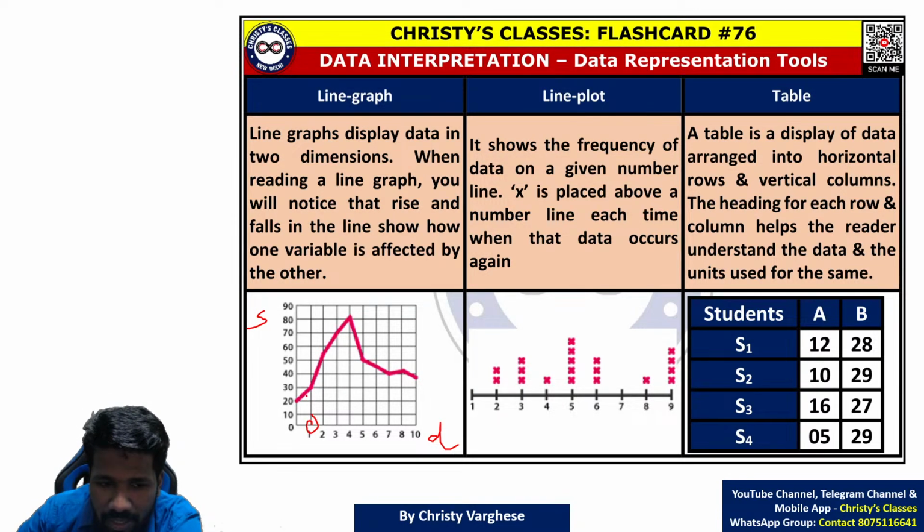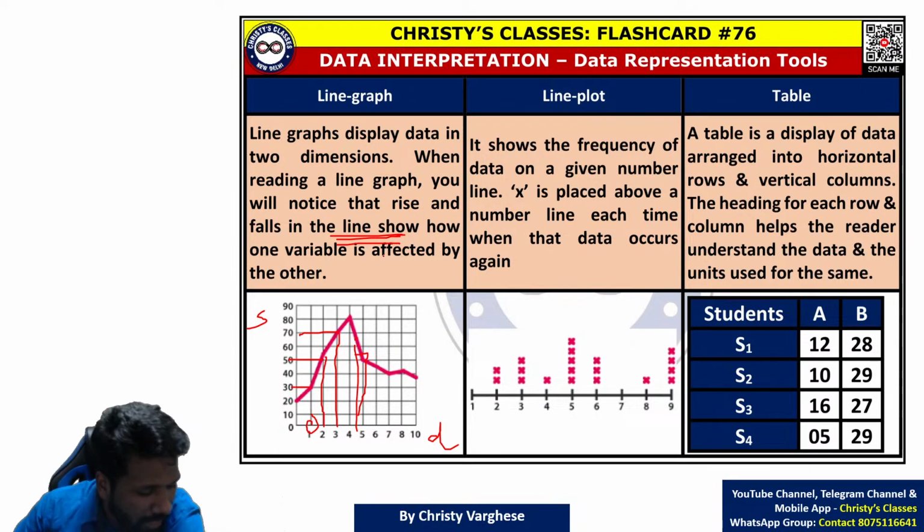When the distance is 1 kilometer, the speed is 30 kilometers. Distance is 2 kilometers, speed is 50. 3 kilometers, 70; 4 kilometers, 80. Then it is falling down, 5 kilometers, 50. So the nature of this curve will show you what kind of trend is showing. That is about line graph.